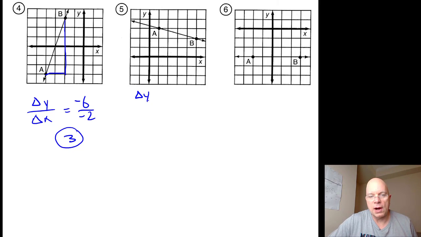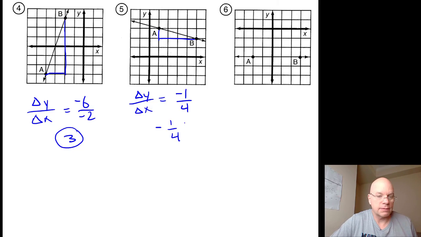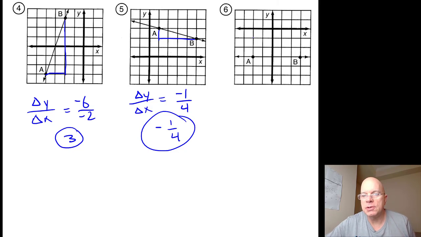Number 5, delta y over delta x. 1 down, so -1. 4 to the right, so +4. So -1/4 for number 5. Number 6, well, that's interesting. Oh, I got confused by the x-axis. That looked like my line, but I see my line is down here.